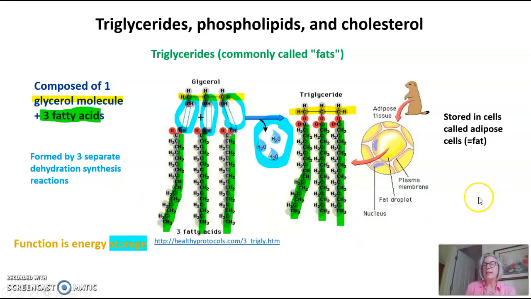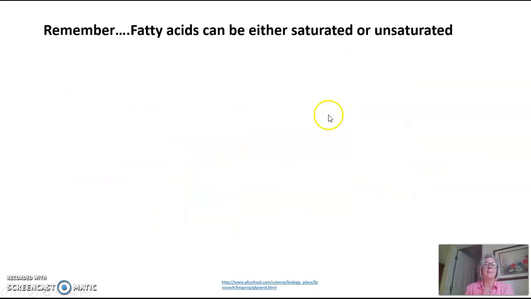Triglycerides are stored in cells called adipose cells or fat cells, and these are pictured here. So this is what an adipose cell looks like if you look at it under the microscope. You see a nucleus shoved to the side of the cell, and the whole interior of the cell is composed of this fat droplet, which is full of triglycerides.